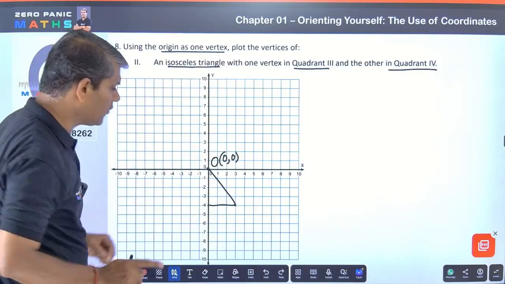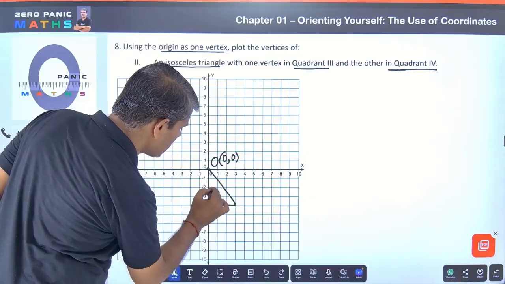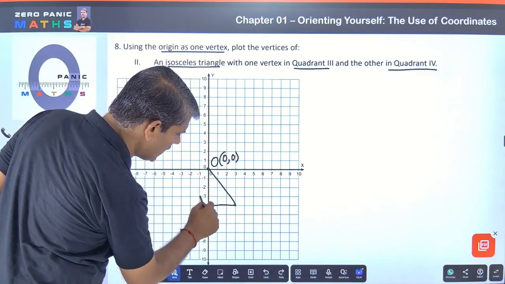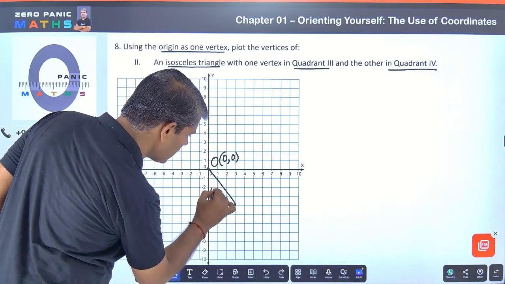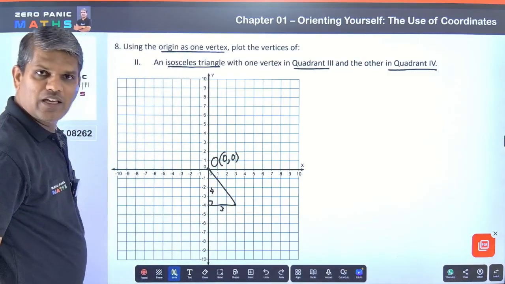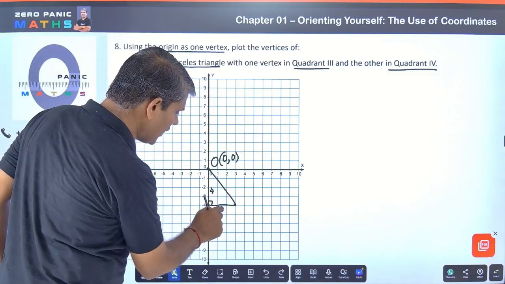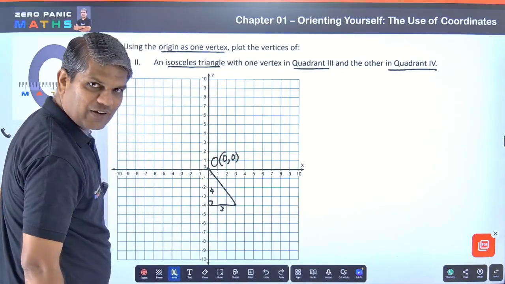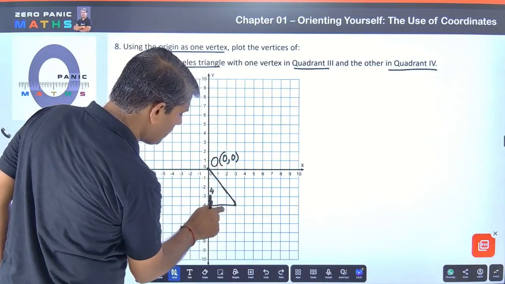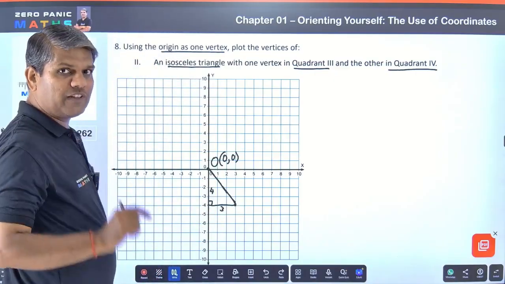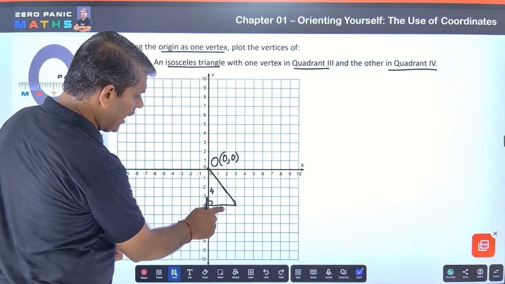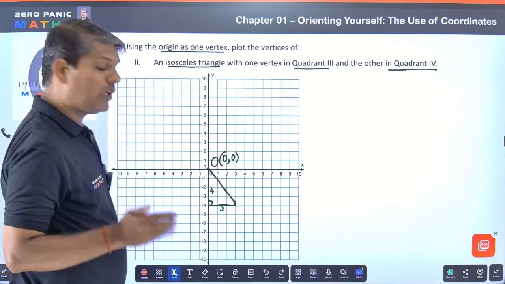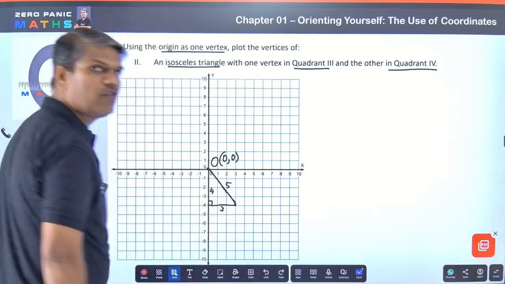Just listen to me carefully. First, this is 4 units down and 3 units to the right. You can get it. So this is 3 units and this is 4 units, and this is a right angle. Understood? So if this is 4 and this is 3, 4 square plus 3 square is equal to this square, right? So it will be the square root of 4 square plus 3 square, that is 9 plus 16, which is 25. Square root of 25 is 5. So this will be 5.